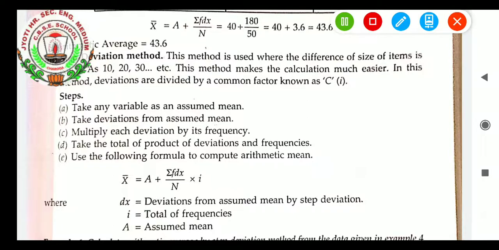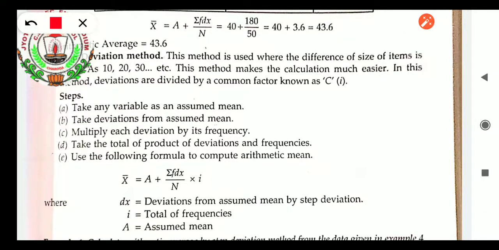Let us do the calculation in one of the questions. Mean equals a plus sum of f dx upon n into I. What did I say? Mean equals a plus sum of f dx upon n into I. Write the formula for the step deviation method. Then we will proceed to the calculation. What have you not understood here? A is the assumed mean, sum of f dx I explained in the last question, N equals sum of f. What is I? I is the difference between the values in the series.